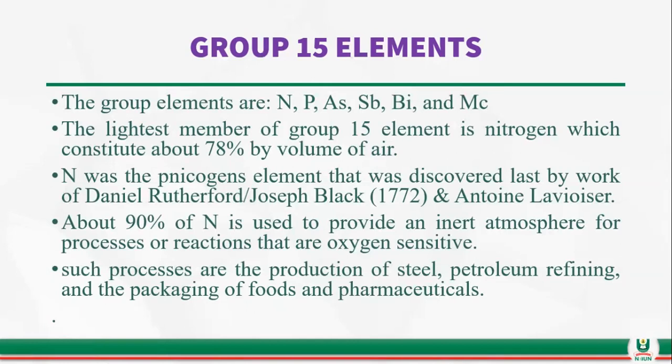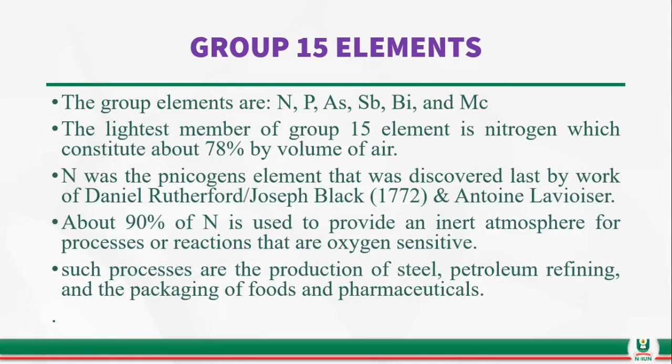These group 15 elements are called the nitrogen family. But because of their peculiar nature and important behavioral patterns, they are given the name pnicogens. You can see starting with P and N, remember nitrogen, and P, you remember phosphorus. Nitrogen was discovered by the work of Daniel Rutherford and Joseph Black in 1772, together with Antoine Lavoisier.